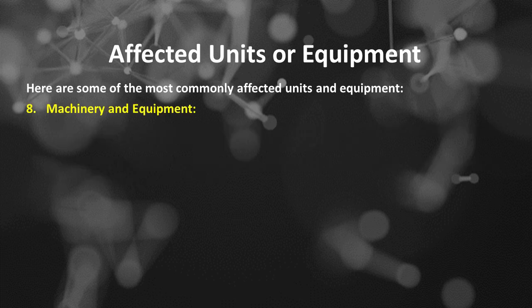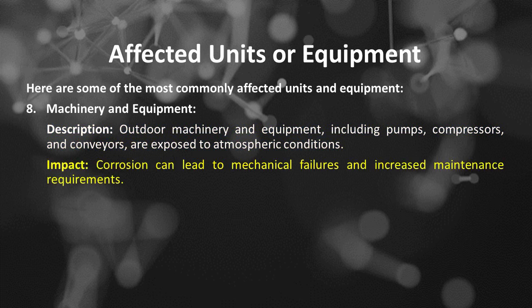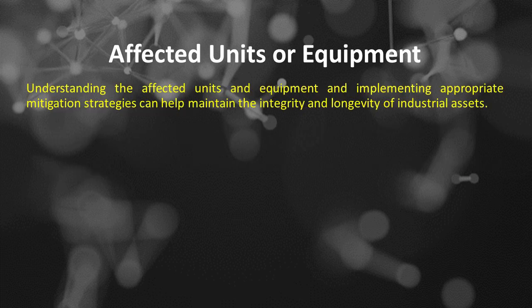Number 8 of the most commonly affected units and equipment is machinery and equipment. Machinery and equipment description. Outdoor machinery and equipment, including pumps, compressors, and conveyors, are exposed to atmospheric conditions. Machinery and equipment impact. Corrosion can lead to mechanical failures and increased maintenance requirements. Understanding the affected units and equipment and implementing appropriate mitigation strategies can help maintain the integrity and longevity of industrial assets.